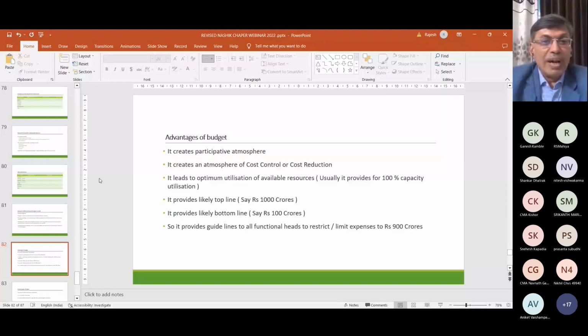So it provides the basic guidelines to all the functional heads that all these expenditures which are required to be incurred by them are required to be restricted between X and Y amount. So these are the basic advantages budget offers to any entity, apart from the corporate world.